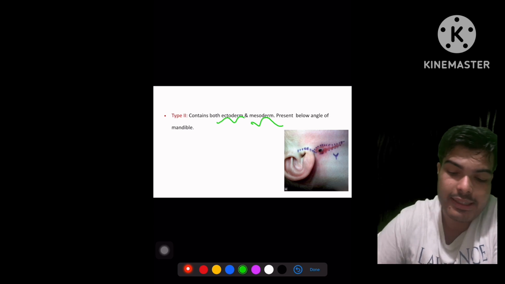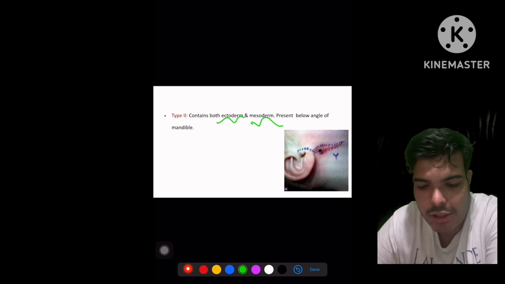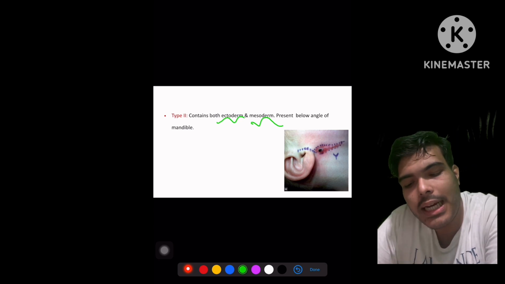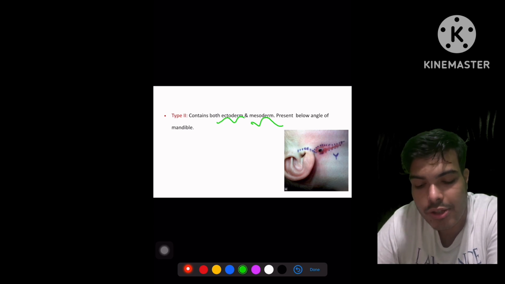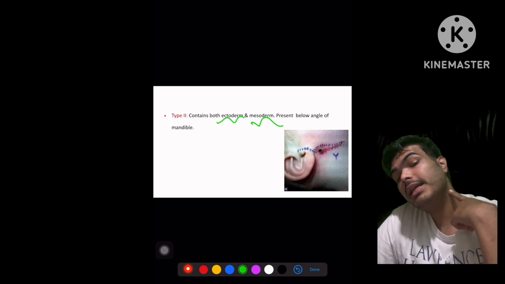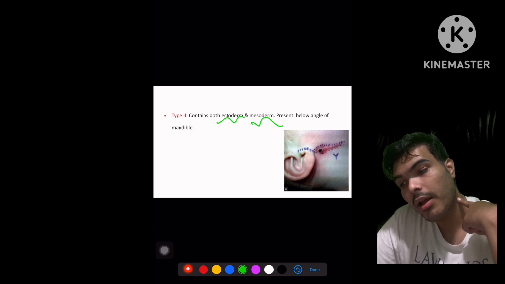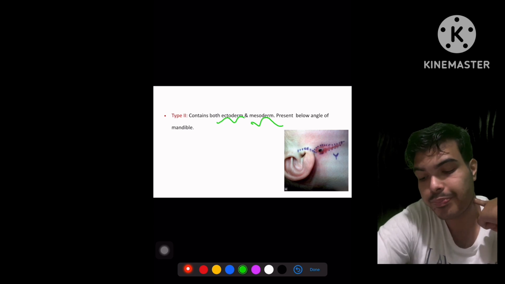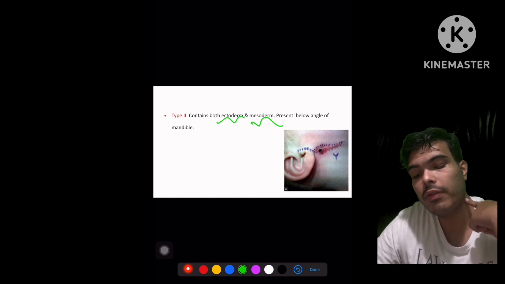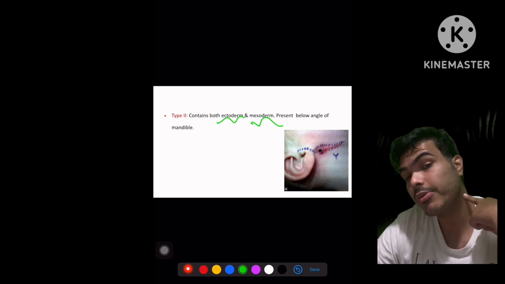Second branchial cleft cyst. It's the commonest branchial anomaly. It's a painless, fluctuant mass along the anterior border of the middle 1/3 of the sternocleidomastoid muscle. So over here, along the anterior border of the middle 1/3 of the sternocleidomastoid.